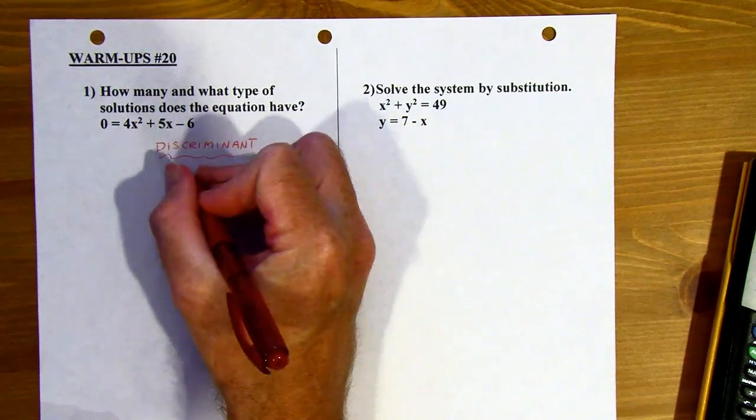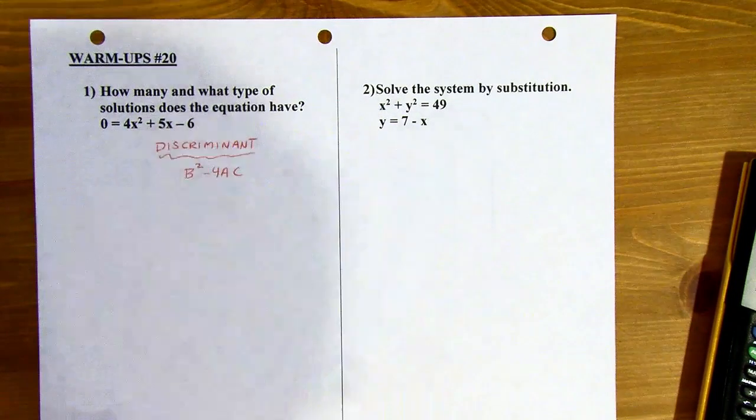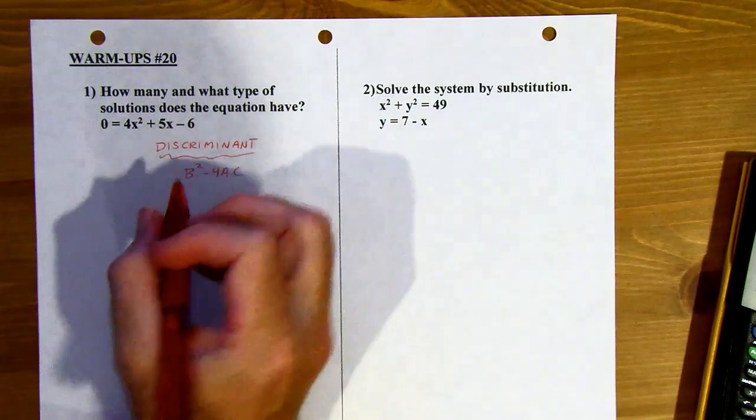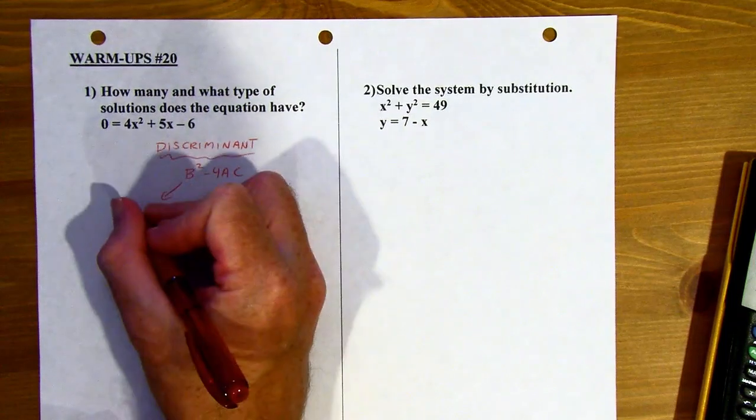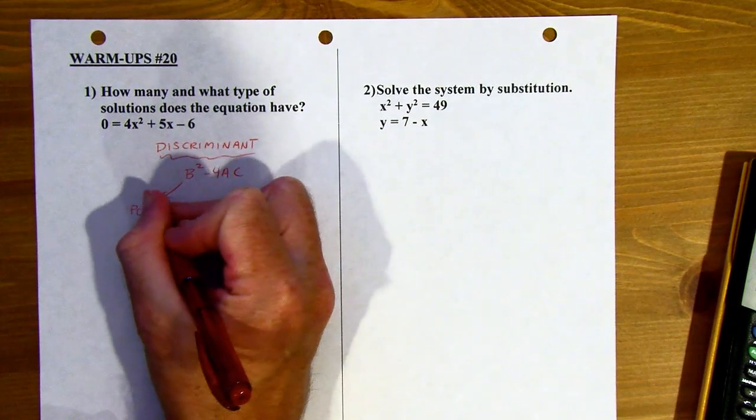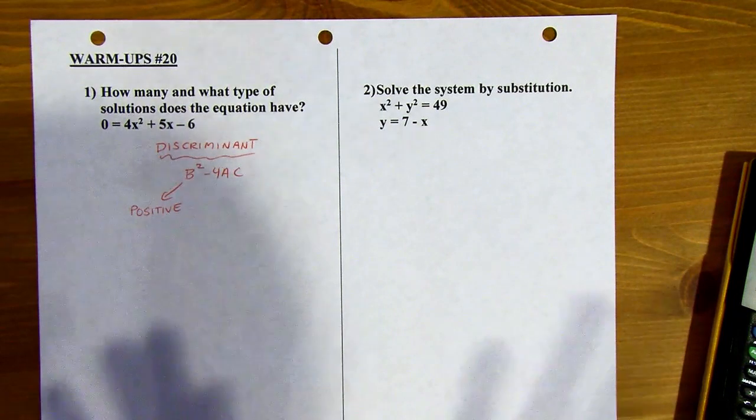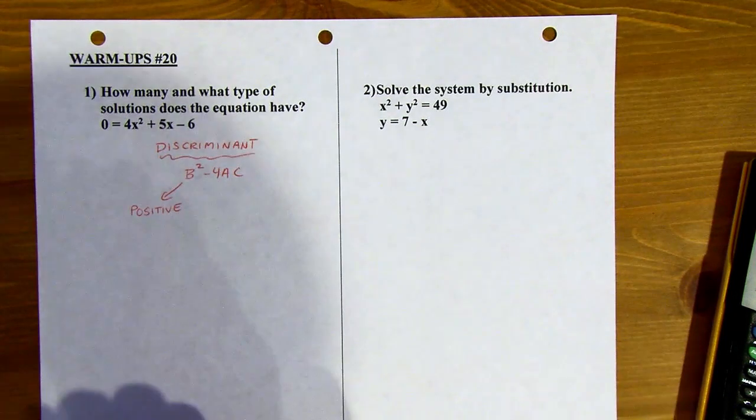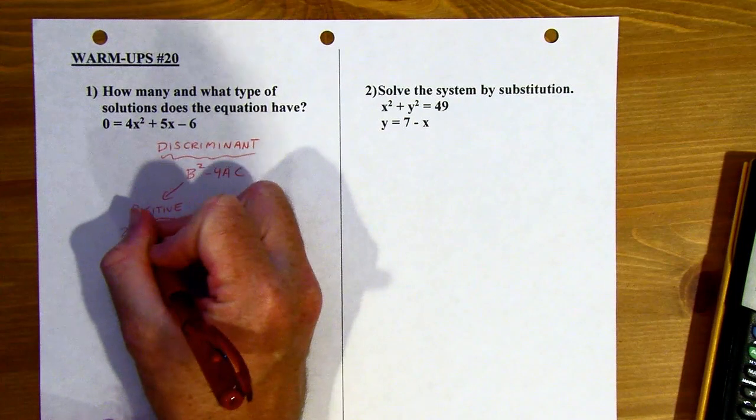So if you remember that, it's going to be b squared minus 4ac. Okay. So if this whole quantity comes out positive, then that means you're going to have two real solutions because you'll have plus or minus something under the square root, right? So this would give you two real solutions.